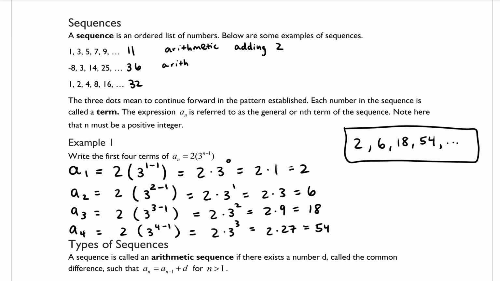The next sequence is also arithmetic because the pattern is that we are adding the number 11 to each previous value to get the next value. And then the last example that we have here is a geometric sequence, and that is because the pattern is that we are multiplying by 2 each time. So that's how I got the number 32.